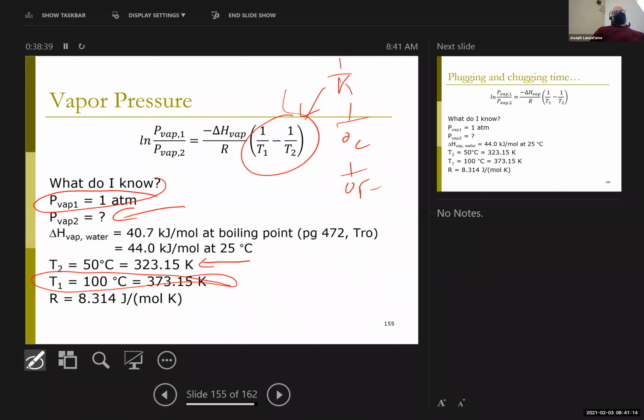Over here, I'm unitless. I've got a vapor pressure over a vapor pressure. The units cancel. So on the right-hand side, all the units also have to cancel. And so here's where my constants become an issue. My delta H of vaporization, if I look it up, is almost always in kilojoules per mole.